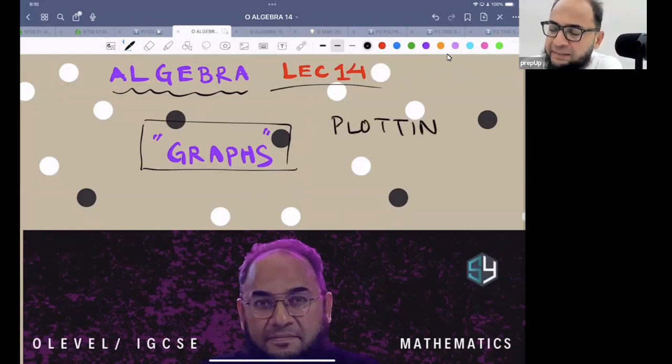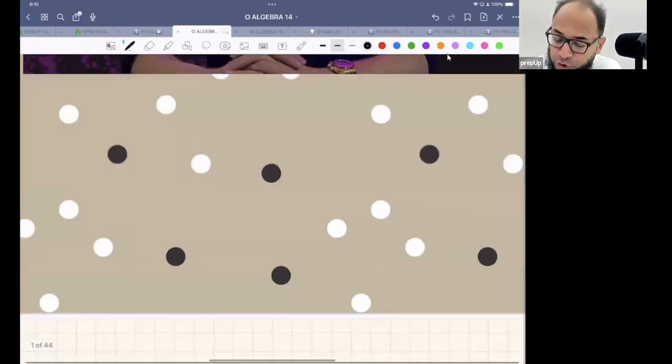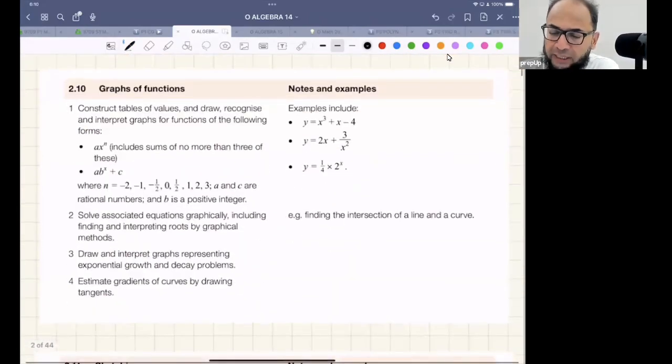We would be making some graphs. Now remember last time and the class before that we talked about sketches. Now it's talking about graphs, and we'll be going back to sketches very soon. Now when we look at the syllabus, what do we observe?